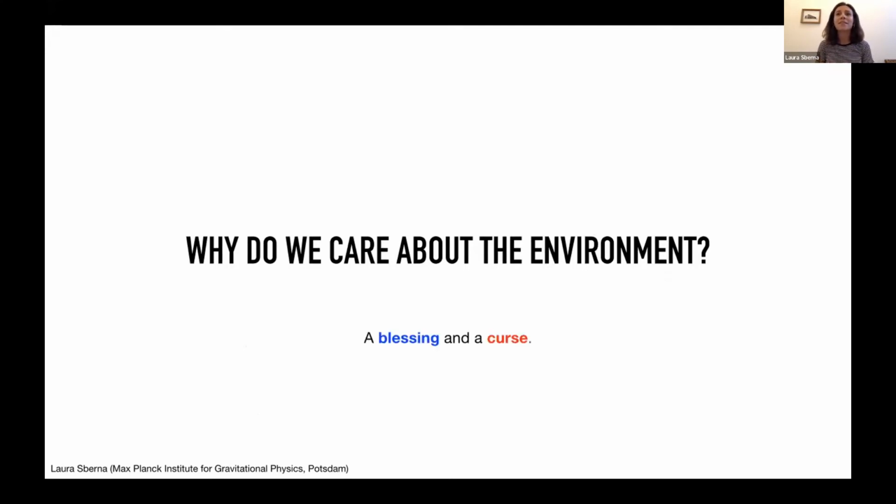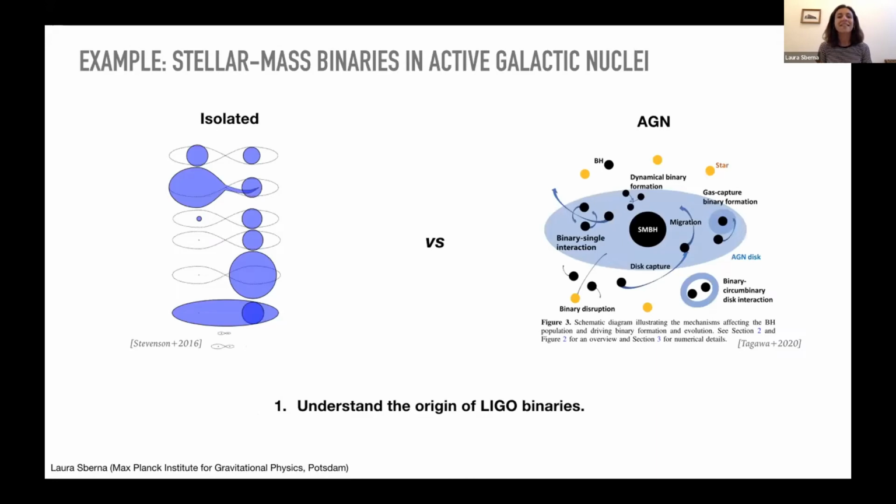Well, the truth is that the environment can be both a blessing and a curse. In terms of blessings, if we think about stellar mass binaries, as we just heard, one of the main questions about these sources is how did they form? And the environmental effect can be a telltale sign of a formation in a dense environment, such as an active galactic nucleus, an AGN, rather than the binary having formed in isolation.